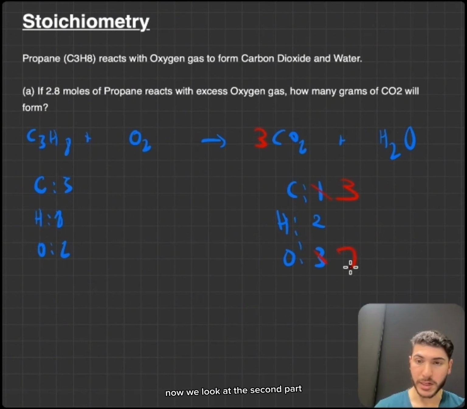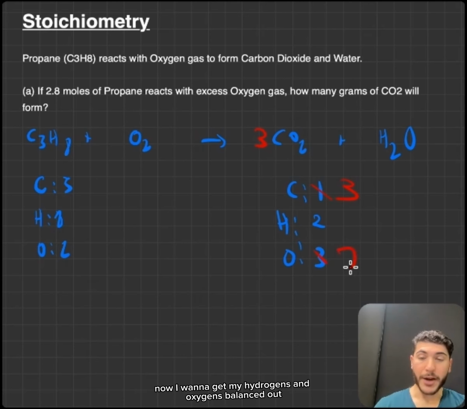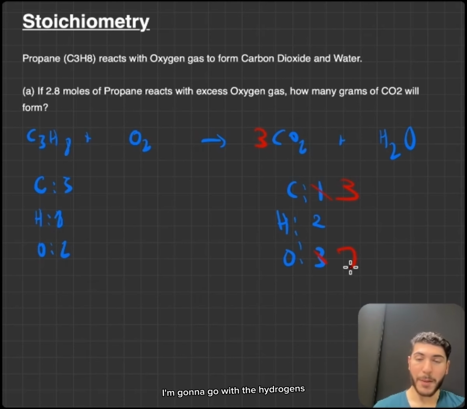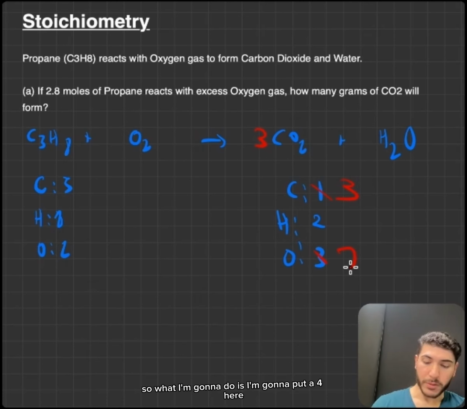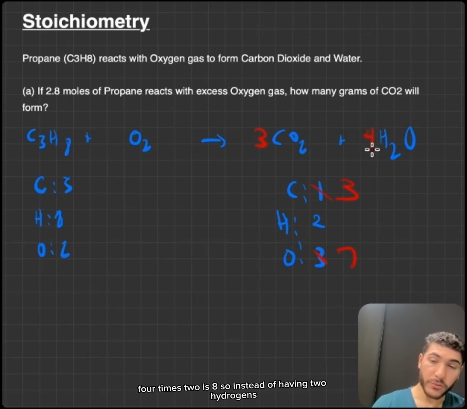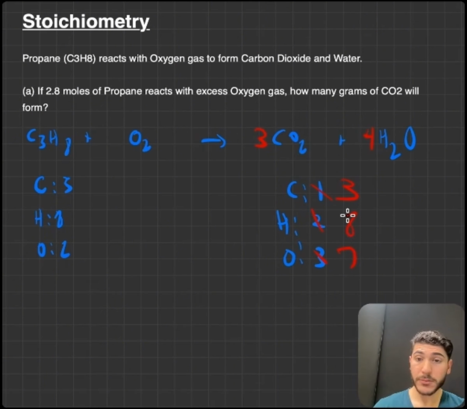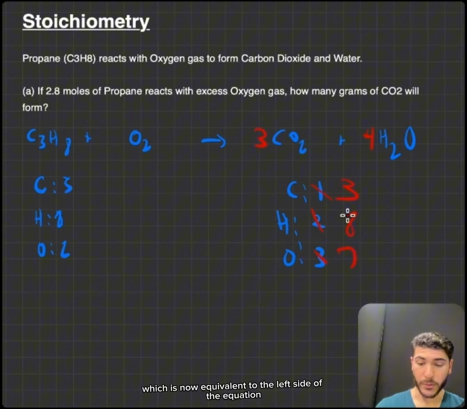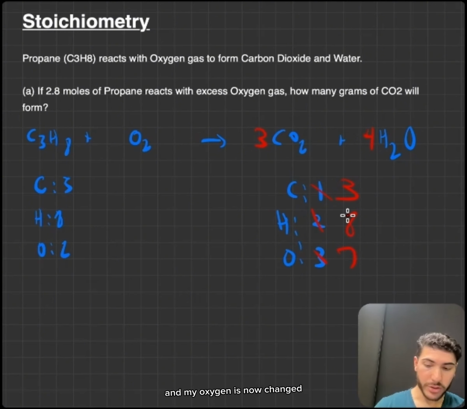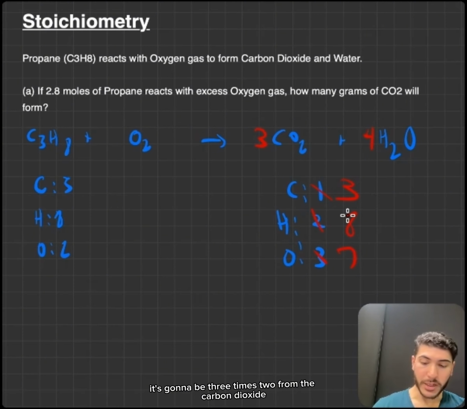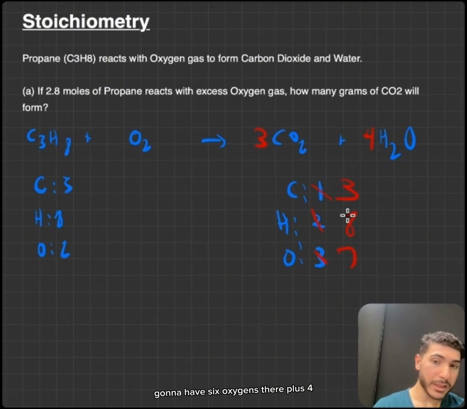Okay, now we look at the second part. Now I want to get my hydrogens and oxygens balanced out. I'm going to go with the hydrogens. I'm going to put a 4 here. 4 times 2 is 8. So instead of having 2 hydrogens, you're going to have 8 hydrogens, which is now equivalent to the left side of the equation. And my oxygen has changed. Instead of 7, it's going to be 3 times 2 from the carbon dioxide, so 6 oxygens there, plus 4, which is what? 10. Now I have 10 oxygens on the right.